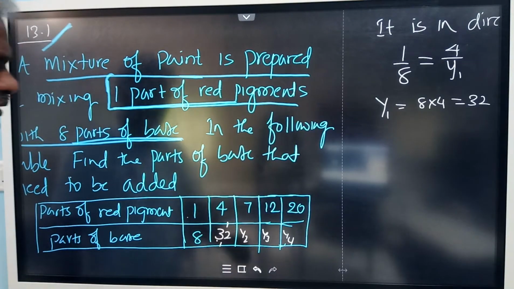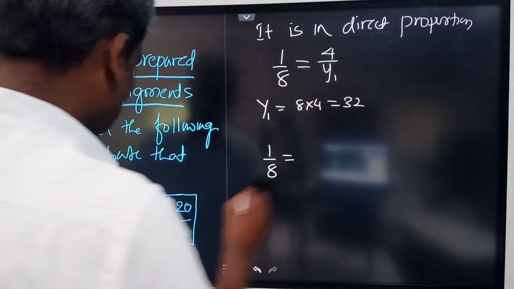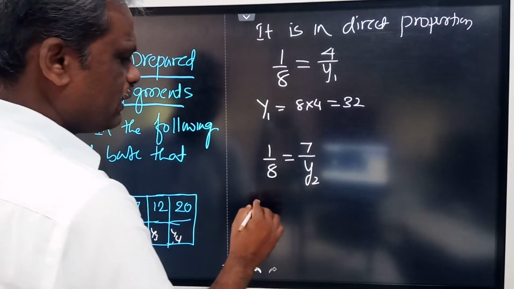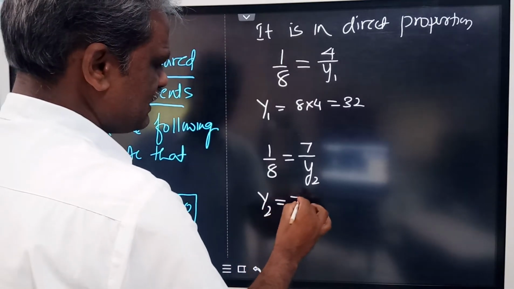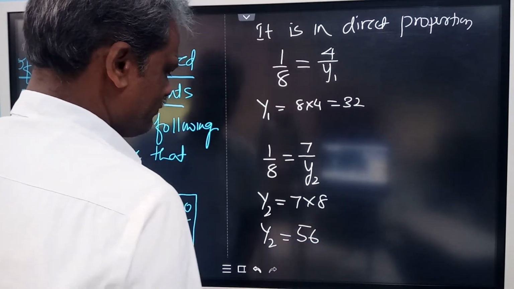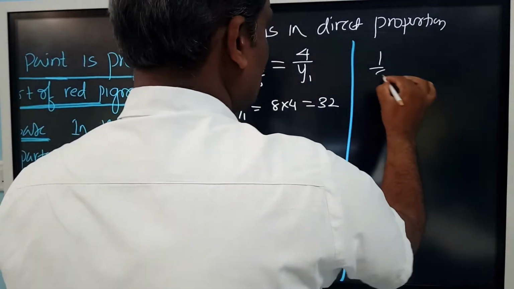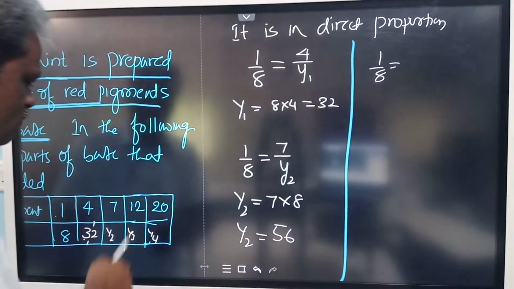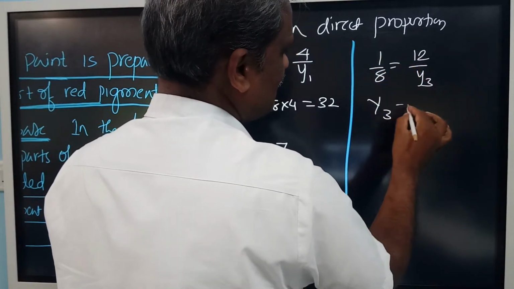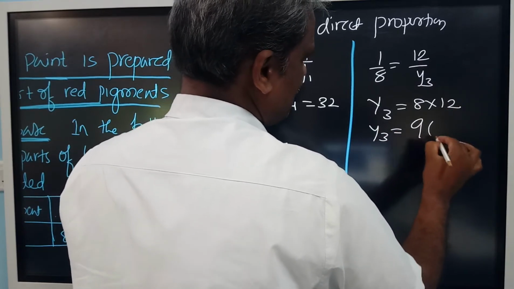Same way, to find y2: 1 by 8 is equal to 7 by y2. Cross multiply here, y2 is equal to 7 into 8, so y2 is equal to 56. Similarly for y3: 1 by 8 is equal to 12 by y3. Cross multiply, y3 is equal to 8 into 12, so y3 is equal to 96.